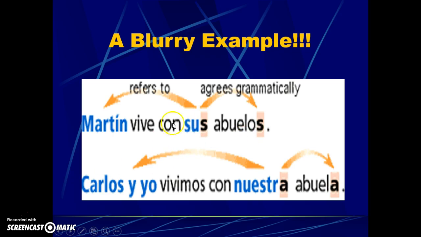Now, the word his is referring to Martin, right? But even though it's referring to Martin, it has to agree with the noun that follows it, right? So, sus abuelos, sus abuelos. He lives with his grandparents. Same thing here. Carlos y yo, Carlos and I, we live with our grandmother. Well, our is referring to Carlos y yo, we. But again, our has to agree with the noun that follows.